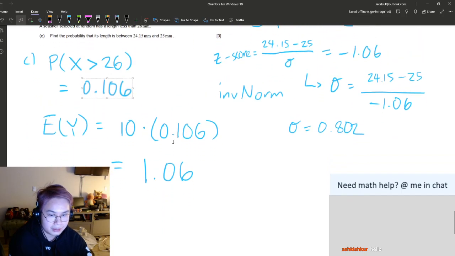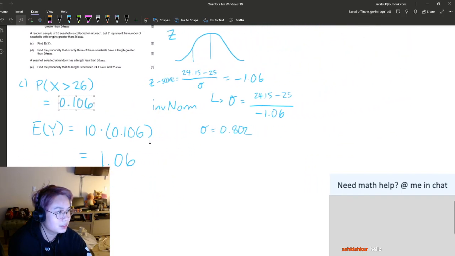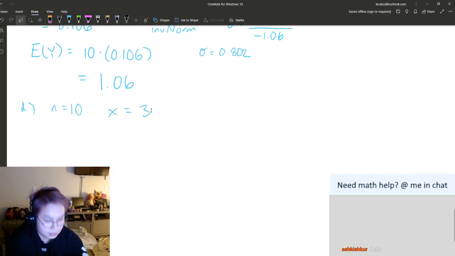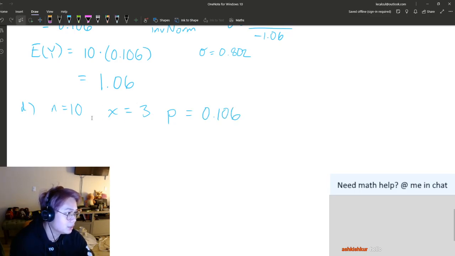So for part B, I need to zoom out more. Hopefully you guys can still sort of see this. But essentially we have n trials. I'm interested in exactly 3 seashells, and the probability of a single seashell was 0.106. So of course we just put this into the binomial distribution calculator.